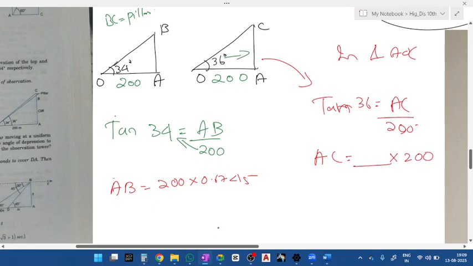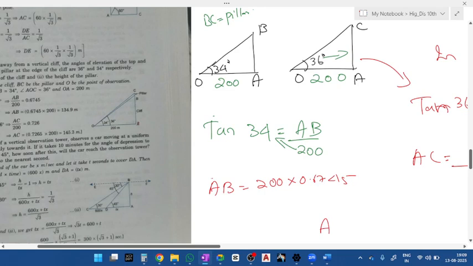If you subtract AC and AB, students, which one is taller? Which one is greater in height here, AC or AB? Look at the main diagram. Which one is tall? AC. So if you subtract AC minus AB, you will get the value of BC. That will be the height of the pillar. Understood? Is it clear? You have to find the value of BC.